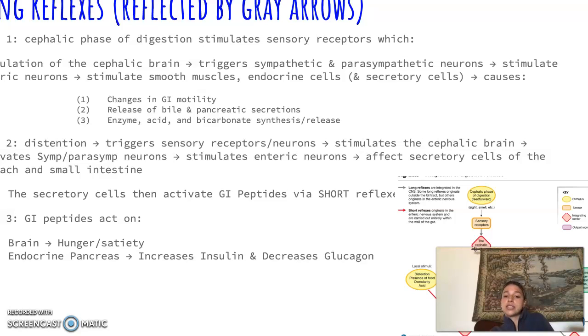The second path of long reflexes begins with distension and triggers sensory receptors and neurons within the enteric nervous system, which then stimulates the cephalic brain and then activates the sympathetic and parasympathetic neurons. This directly stimulates enteric neurons, which affects the secretory cells of the stomach and small intestine. The secretory cells then activate GI peptides via short reflexes. The third and last path begins when GI peptides act on the brain and also act on the endocrine pancreas. The brain directly stimulates feelings of hunger and satiety, and the endocrine pancreas increases insulin and decreases glucagon.